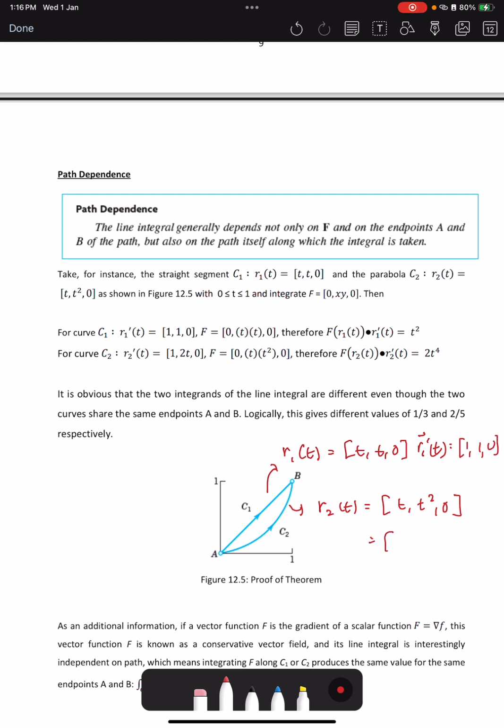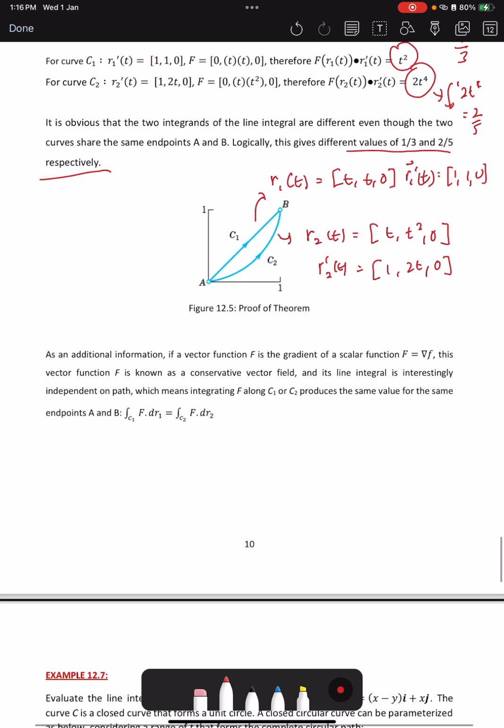Here you will get (1, 2t, 0). Two different r prime here. And if you do the dot product, you will also get different things. One is t to the power of 2, and the other is 2t to the power of 2. If you take the integration from 0 to 1 of t squared dt, you will get 1 over 3. But here, if you take the integration over the same interval of 2t to the power of 4, you will get 2 over 5. That gives different values respectively, although they start and end at the same point.